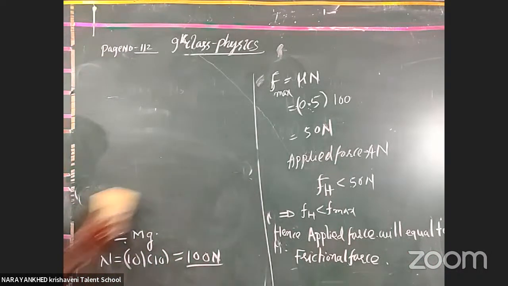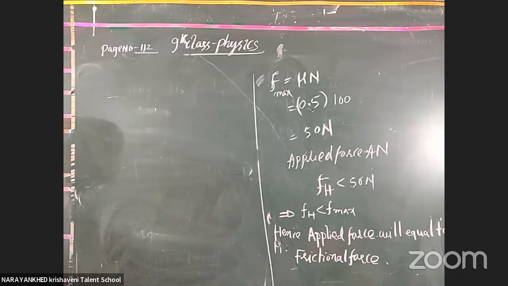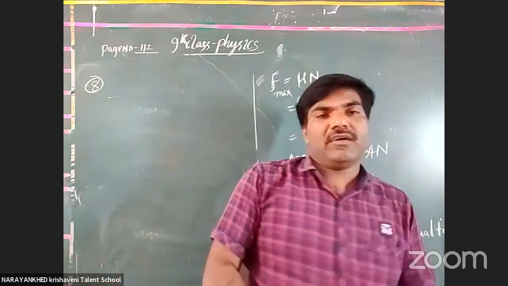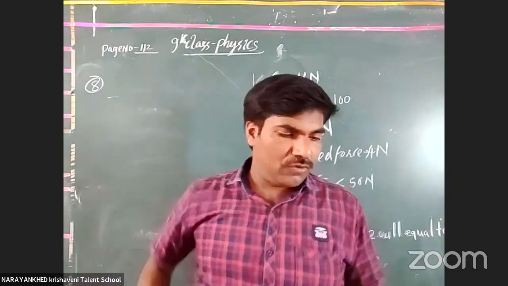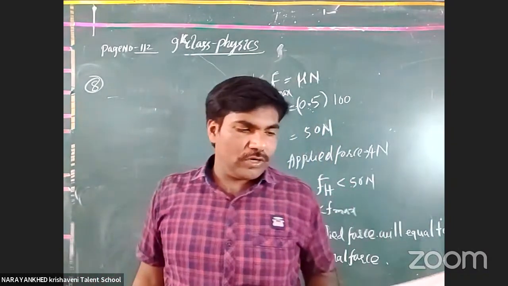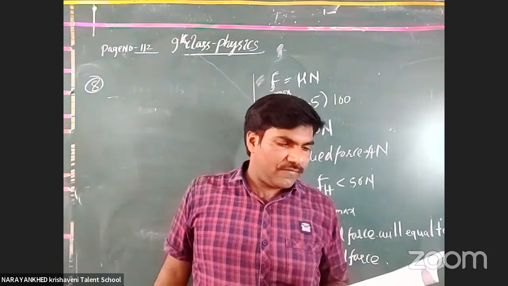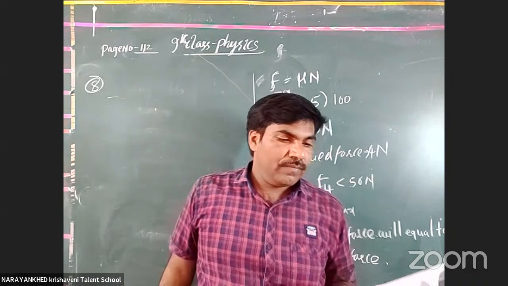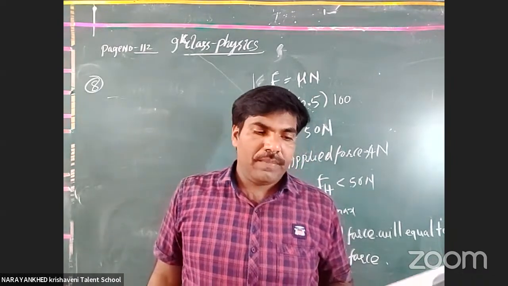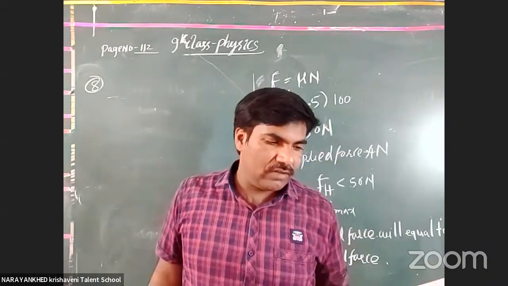Yeah, next the 8th question. Now students, there is a printing mistake in the 8th question. A 100 kg body is resting on a horizontal plane having coefficient of friction 0.2. A force of 196 is required to pull the body horizontally.